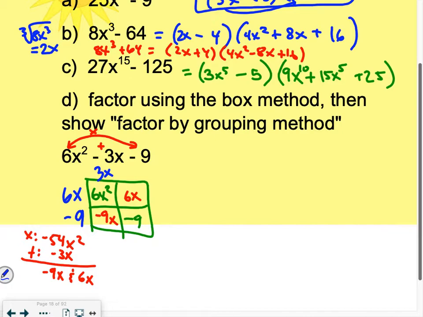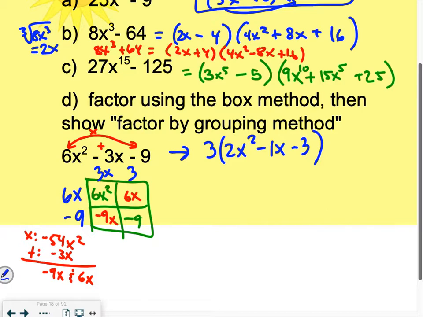Something's not quite right. Oh, actually it will work. You know what I did? I forgot the number one rule. Before you do something like that, you should factor out the GCF. I forgot to factor out my 3 first. So let's see if it works out when we do this.